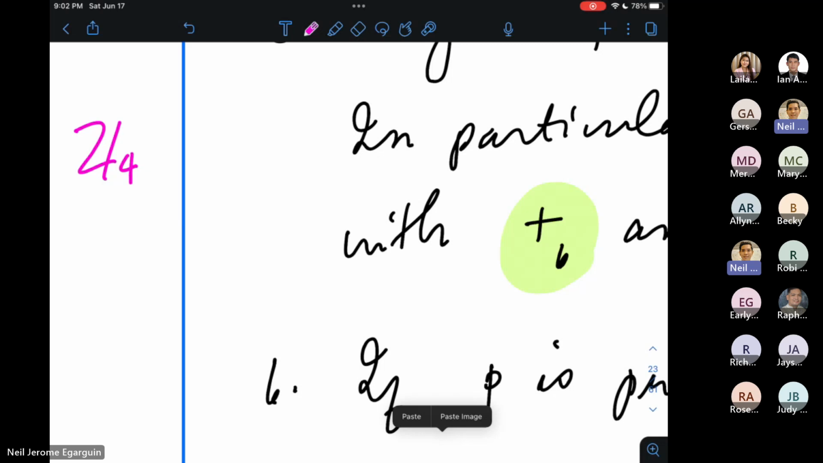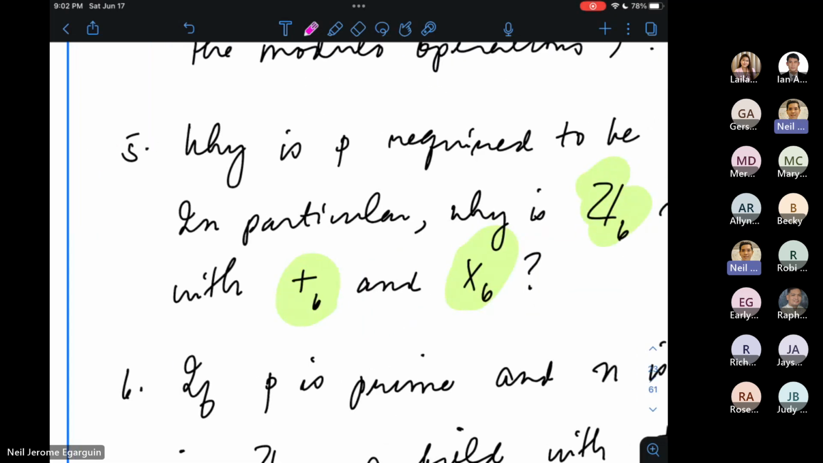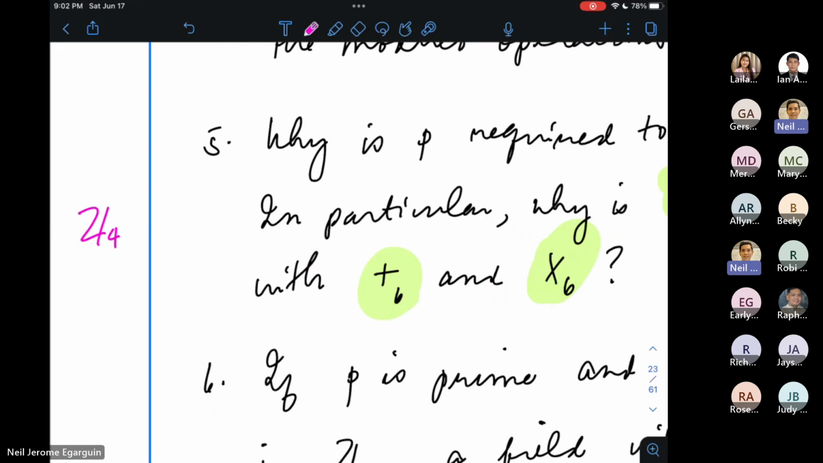So kapag ka si P ay prime, si C sub P ay field. May example tayo kay 6 na pag hindi siya prime, hindi na siya field. Pero may mga P na hindi prime na nagbibigay pa rin ng field. Halimbawa si Z4, siya ay isang field. Si Z8 ay isa ring field kahit si 8 ay hindi prime. Si Z9 ay isa ring field kahit si 9 ay hindi prime.